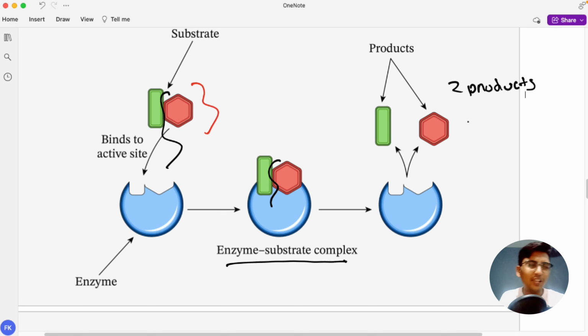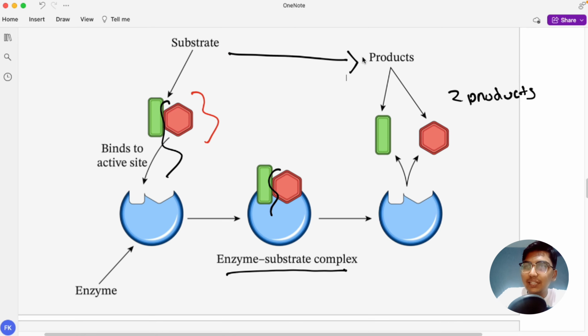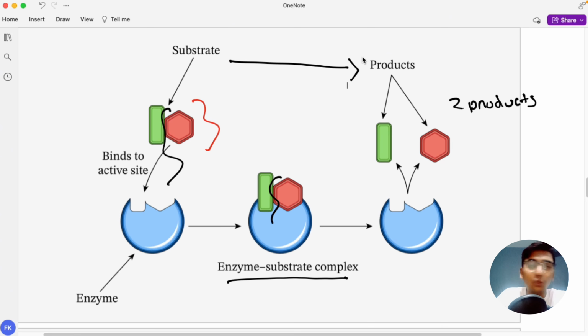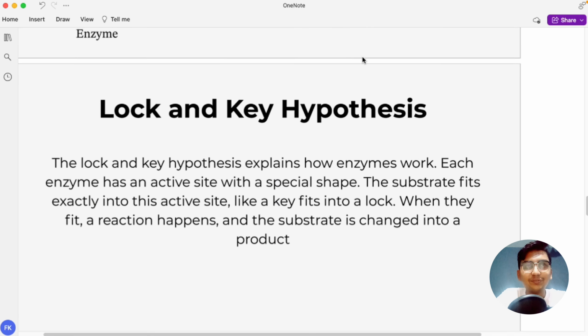So the function of an enzyme is very easy, right? It converts reactant or substrate into product. That's their only job, to convert substrate into product. In the O-level exam, they may ask you to draw this diagram, so read this very carefully.